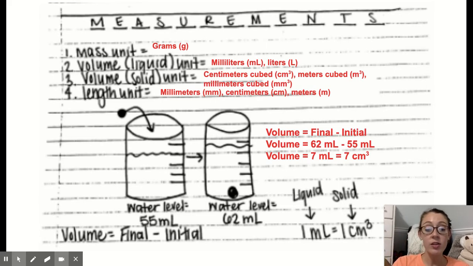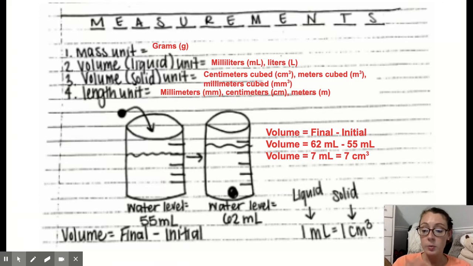So we're going to take our final volume, 62 milliliters, and we're going to subtract 55 milliliters from it, which gives us a total of 7 milliliters. But since we're finding the volume of a solid object, it can't be milliliters because milliliters is only the measurement for liquid. So we've got to convert that to a solid. In this case, we're very lucky that 1 milliliter is the equivalent to 1 centimeter cubed. So when we're finding the volume of a solid, we always do the unit cubed, right? So our 7 milliliters is then also going to equal 7 centimeters cubed.